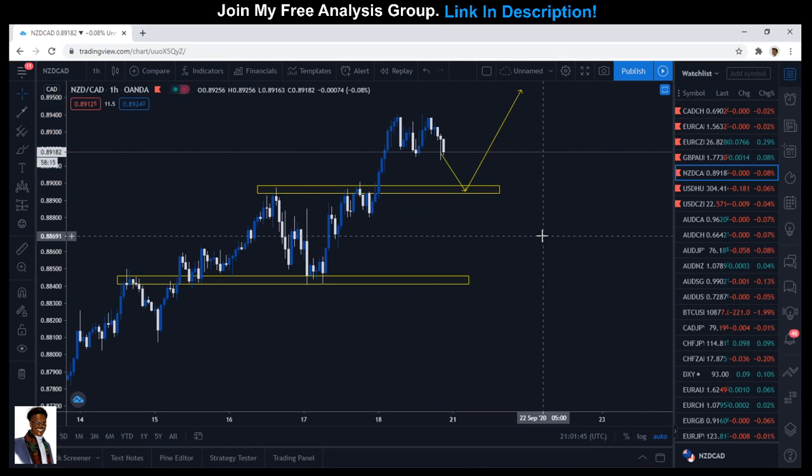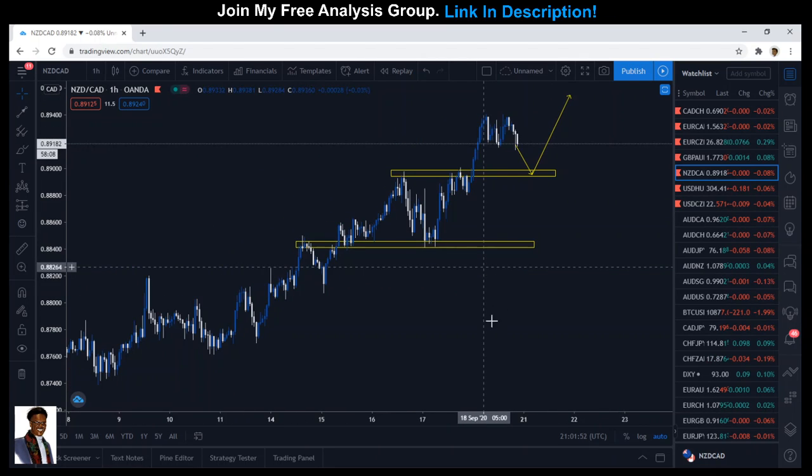So EuroCAD, I have a buy bias, NZD CAD, I have a buy bias, and then CAD CHF, I have a short bias. So I am looking at quite a bit of CAD pairs going into this new week.